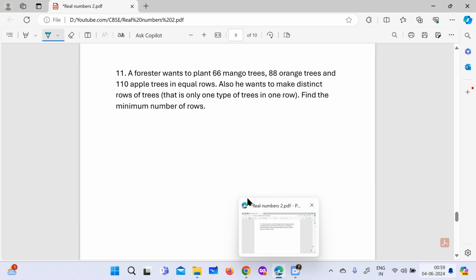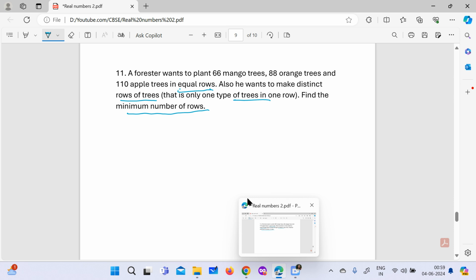Now let's see another question. This is again a competency based question. A forester wants to plant 66 mango trees, 88 orange trees, and 110 apple trees in equal rows. Also, he wants to make distinct rows of trees, that is, only one type of tree in one row. Find the minimum number of rows. So here there is equal distribution, you are finding an equal number of rows, then minimum number of rows. All these are indications of finding the HCF.